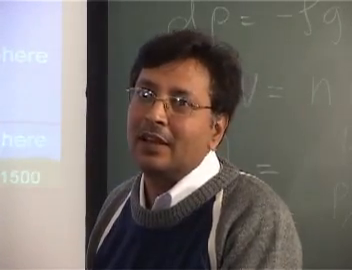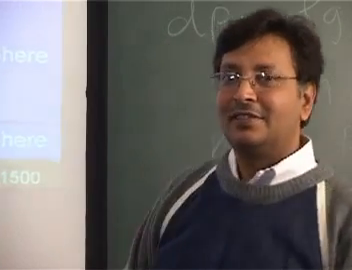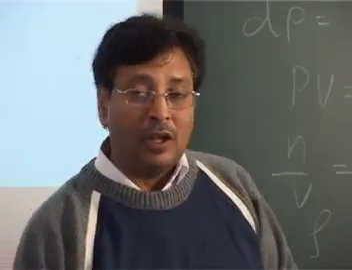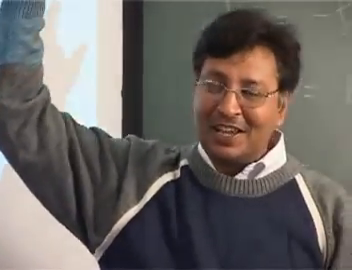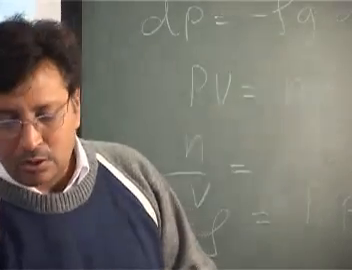Precisely, ozone absorbs, and as a result the temperature goes up. And why should it decrease above that? Because as you go up, after this, there is nothing that can absorb the heat. But then again the question is, why is it going up again? We will see the reasons very quickly. In the troposphere, the temperature declines due to the decrease in pressure, causing a decrease in average kinetic energy. Conceptually, the molecules of the air are moving around more slowly, causing temperature to decline. This can be predicted mathematically, which we will see later in this course, but not now.